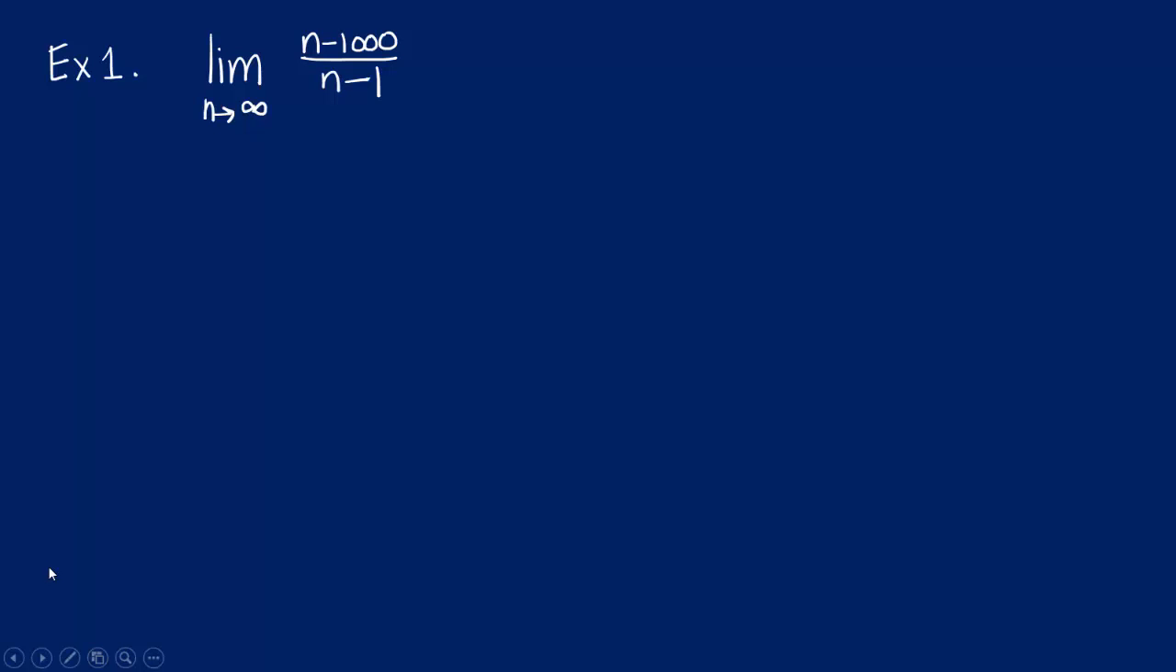For example, we are looking at the limit as n goes to infinity of the sequence defined by (n minus 1000) over (n minus 1). If you wanted to think about what that sequence has as its terms, you could plug in a series of n values and look at those terms. However, I think you actually know a lot more about that expression than you may have realized.